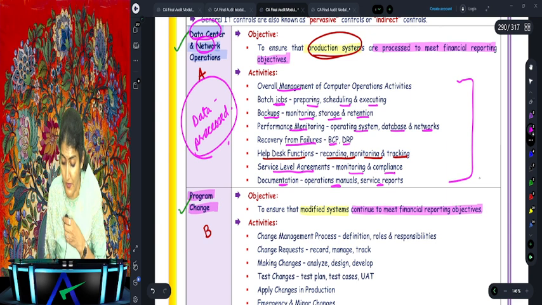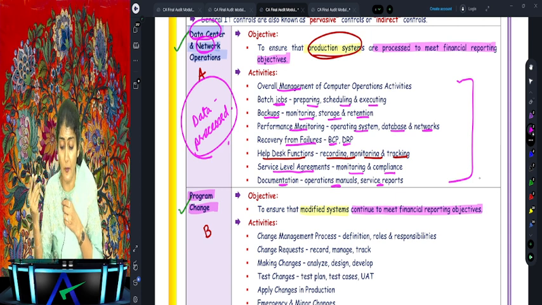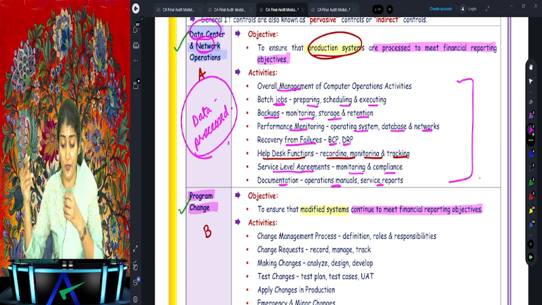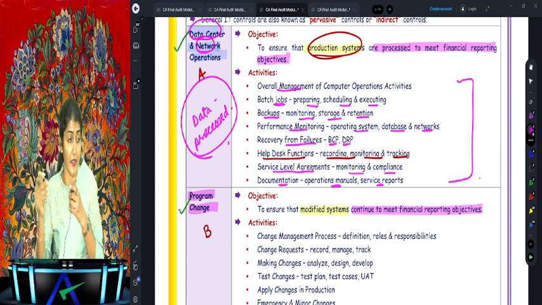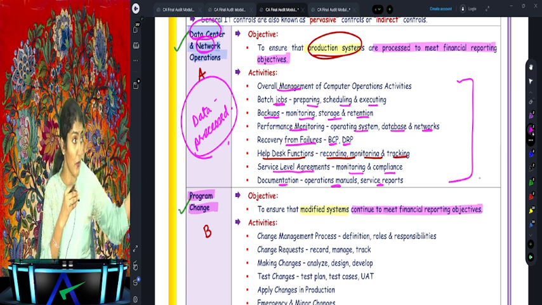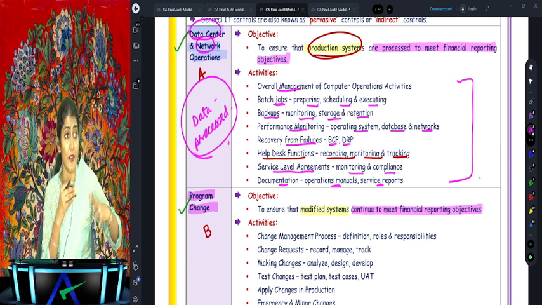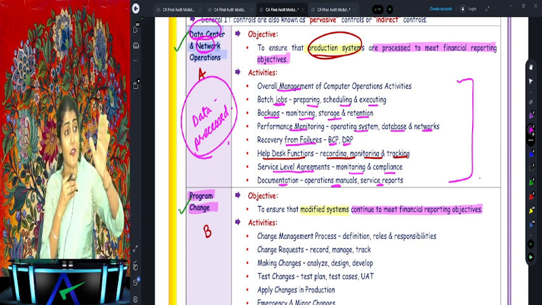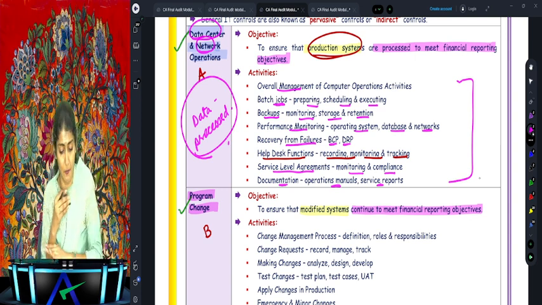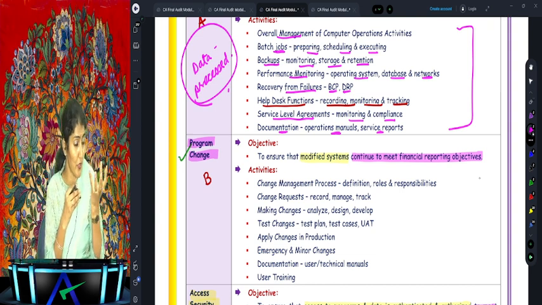Recovery from failure. What is BCP and DRP? BCP is the business continuity plan and DRP is the disaster recovery plan. Let's say all of a sudden, where the server of the company is kept, a fire occurs. So now will the business stop? Again, it needs to have a business continuity plan, or in case such a big disaster has taken place, what is the recovery? So you also have the disaster recovery plan and the business continuity plan. Okay, so that is all to keep your data integral and secured.